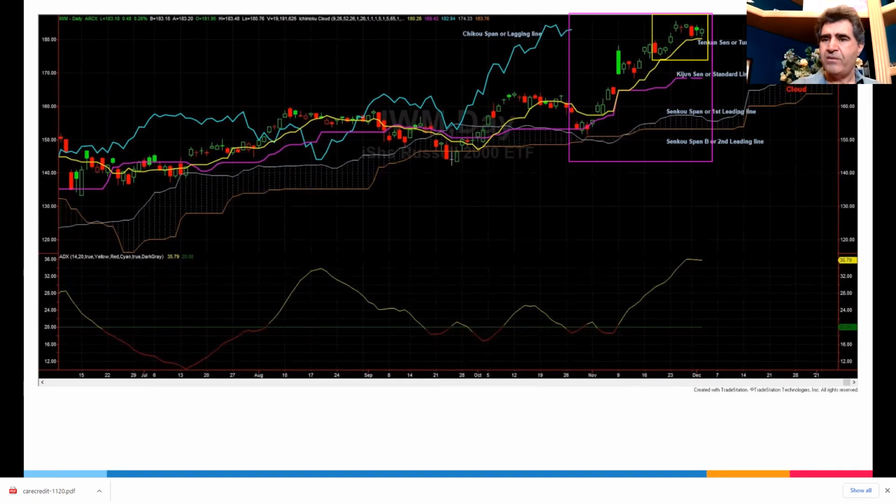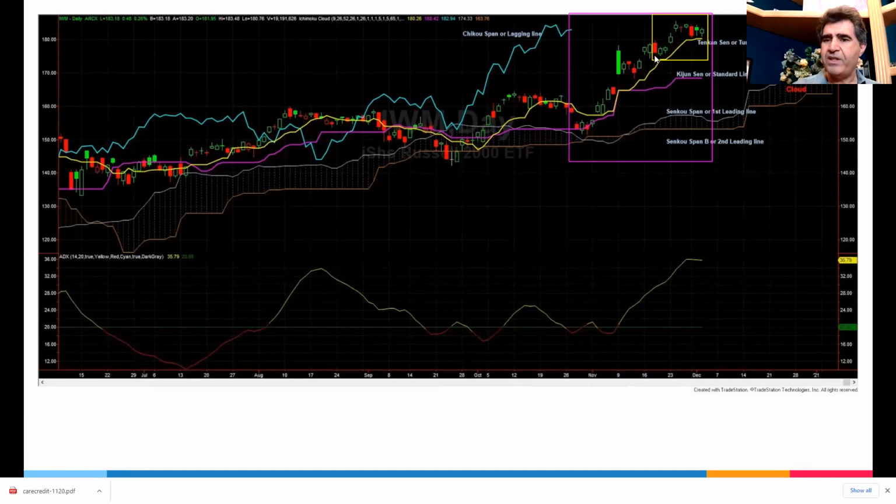What it does with our turning line, this yellow line, is go back 9 days. So you can see there are 9 bars. In this case, this is daily, but because we use different time frames, it goes back 9 bars, looks at the lowest point in that 9-period window and the highest point, adds them together and divides by 2, and that's all it is.